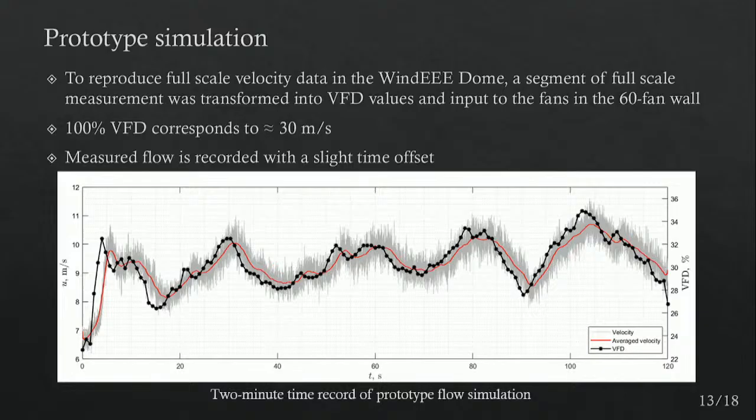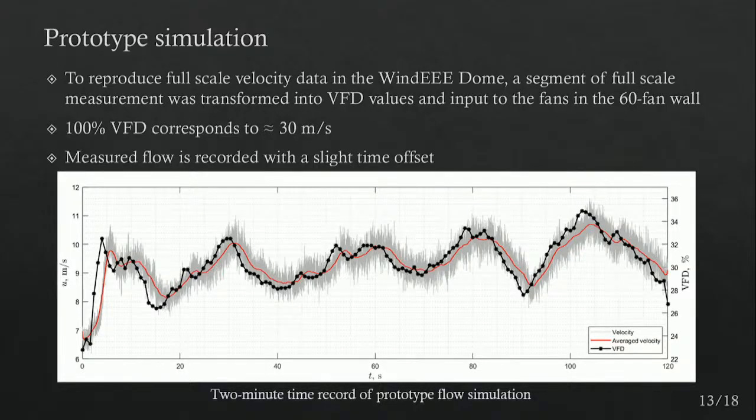Taking a moving mean of the real world data and translating that in the variable frequency drive, we can get here black points showing us how we are modifying the RPMs basically of the fans in the windy dome. And the red line here shows us what we measure with the Cobras. So we can see almost a perfect correlation between the VFD, variable frequency drive, with the mean velocities that we're getting in the wind tunnel.